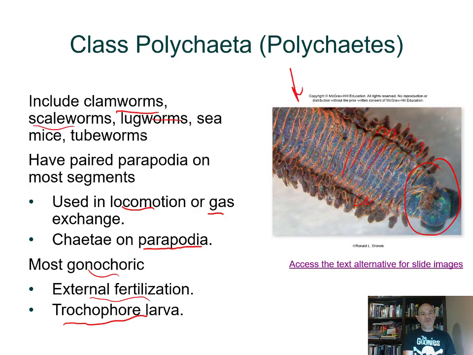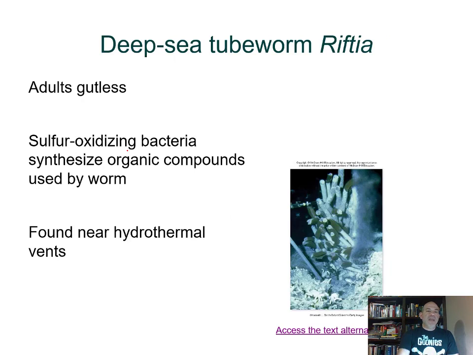Scale worms, lungworms, sea mice are cool. They don't look like mice, but maybe somewhat superficially. And then tube worms. And so there's a picture of tube worms there. It's much larger in your book than it is here, but they do live within these tube-like structures that they produce there. The adults are gutless, which means they don't have a gut, and basically they're filter feeding there.